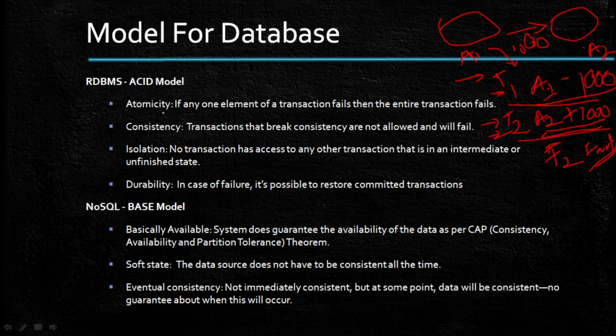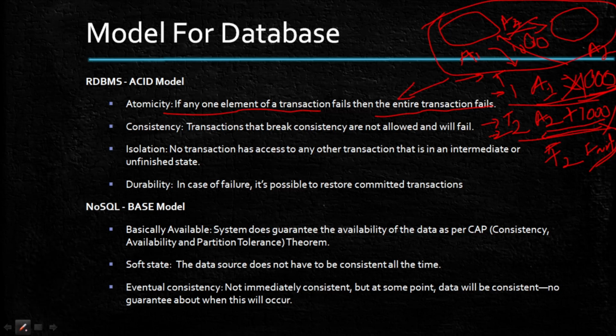So this statement is telling us that if one transaction fails, then the entire transaction should fail. So here it has failed. That means whatever the previous transaction did should also be undone. That means the 1000 rupees is credited back to my account A1. Then only this case will be satisfied.